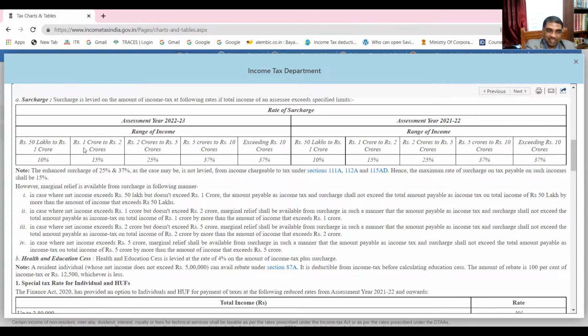10%. If it exceeds 1 crore and is up to 2 crore, what is the surcharge? 15%. If the total income is 2 crore to 5 crore, how much is the surcharge? 25%. For 5 crore to 10 crore or beyond, the surcharge rate is 37%. That means if your total income is more, you have to pay income tax, and in addition to that, you have to pay surcharge. So surcharge starts above 50 lakh: 10%. Above 1 crore, 15%. Above 2 crore, 25%. And above 5 crore, 37%.